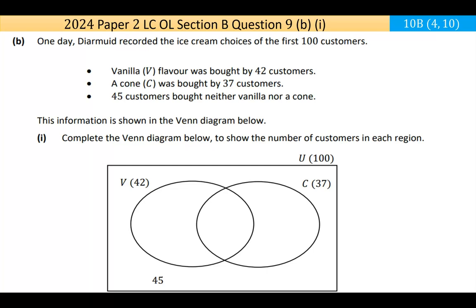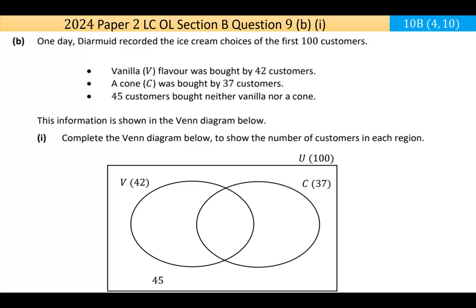One day, Diarmuid recorded the number of ice cream choices of his first 100 customers. He says here 42 customers bought vanilla, so the vanilla flavor was bought by 42 customers. A cone was bought by 37 customers. 45 customers bought neither vanilla nor a cone. The information is shown in the Venn diagram below, and then it says complete the Venn diagram to show the number of customers in each region.